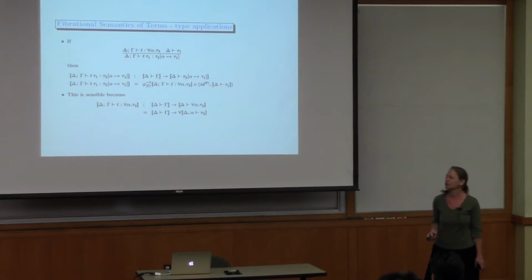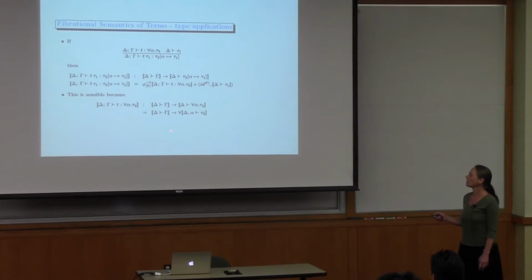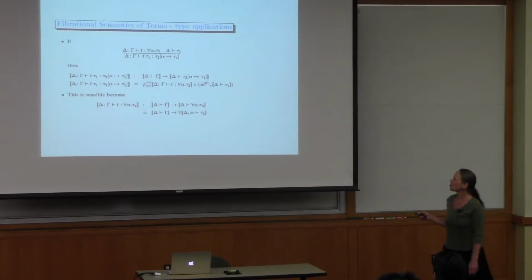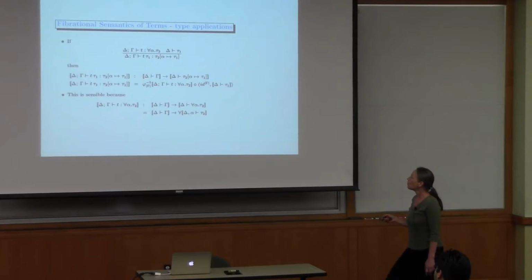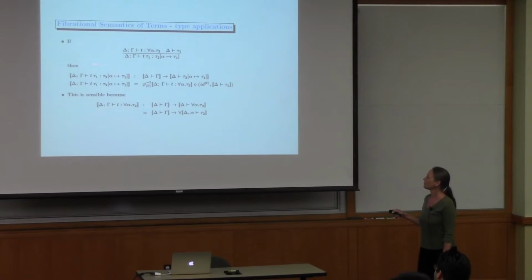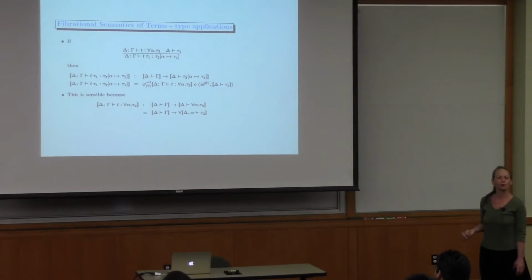How about type applications? It's the same thing, only I'm going to use my phi inverse rather than phi. So what happens? Well, I look at the interpretation of my type application. I should go from the interpretation of the context to the interpretation of the return type. And I'm going to make this definition. It's not as bad as it looks because you already know what all the pieces are.